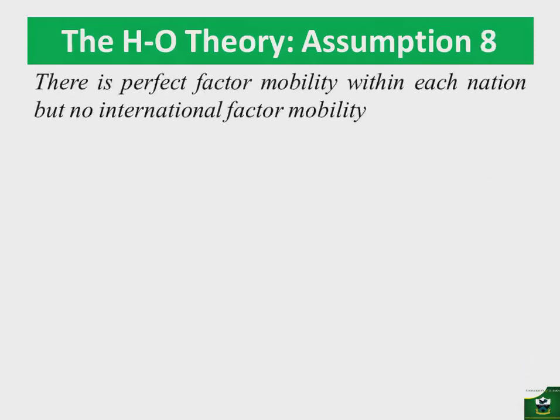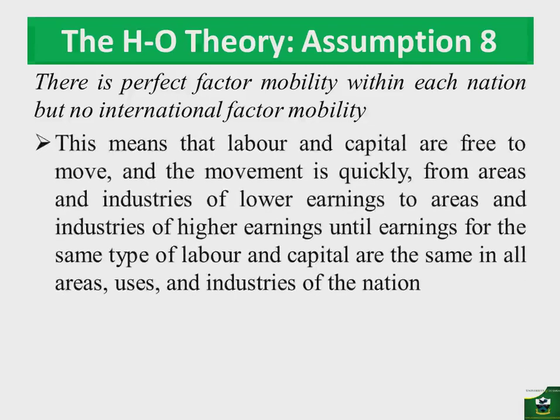Assumption 8 is that there is perfect factor mobility within each nation, but no international factor mobility, meaning that the factors of production can move within the nation from one industry to the other, but they cannot cross the borders to be used in another nation. What we see then is that labor and capital are free to move, and the movement is quick, from areas and industries of lower earnings to areas and industries of higher earnings, until earnings for the same type of labor and capital are the same in all areas, uses and industries of the given nation.